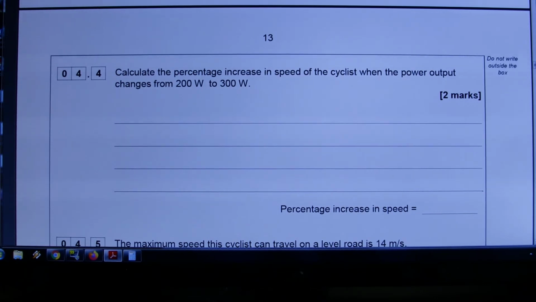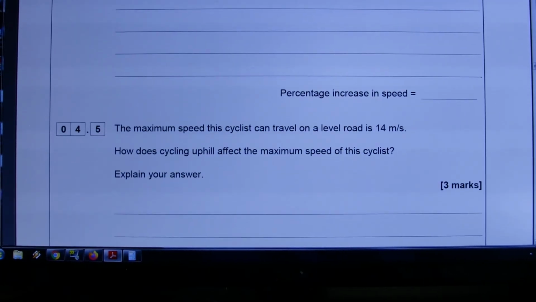Calculate the percentage increase in speed of the cyclist when the power output changes from 200 to 300. 300 divided by 200 is 1.5. Minus 1 is 0.5. Multiplied by 100 is 50. 50%. 300 is 150% of 200.